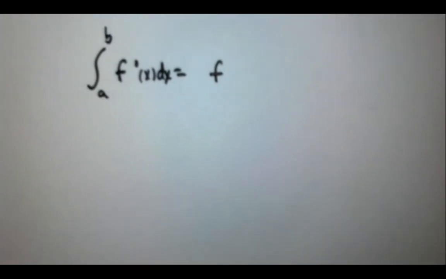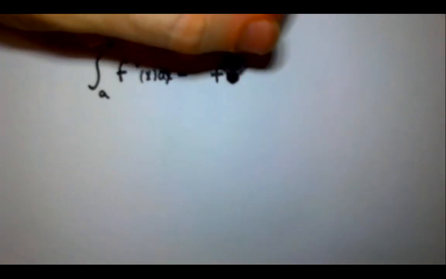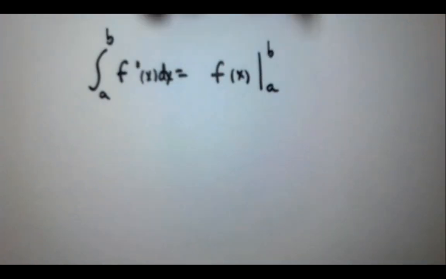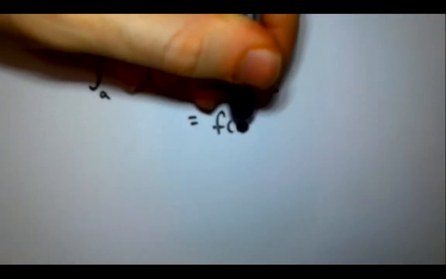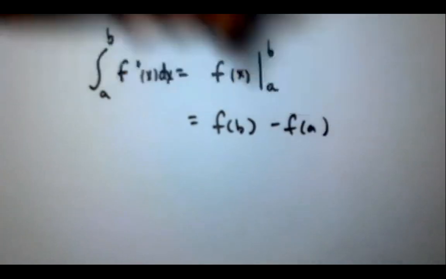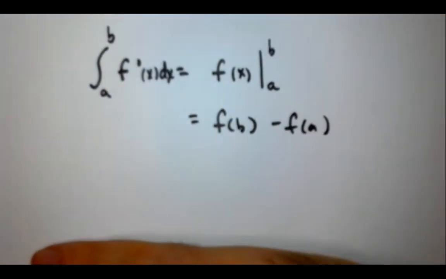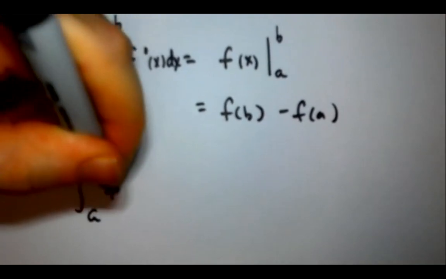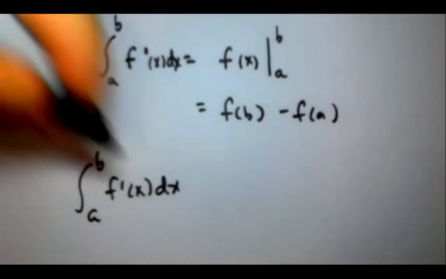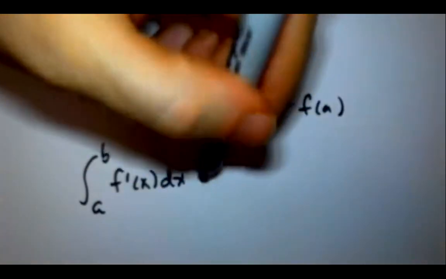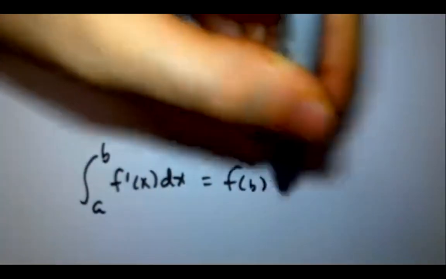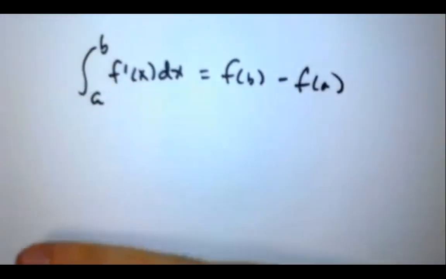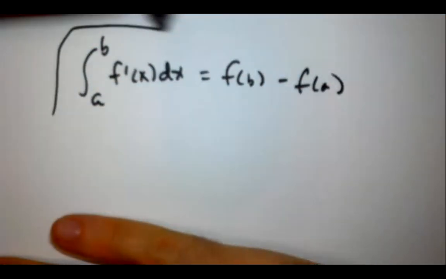If you were to integrate this, hopefully it makes sense to say that you're going to get f of x, and there's your bounds. And then if we plug them in, it's going to be f of b minus f of a. Okay, so translation, the integral from a to b of f prime of x dx is equal to f of b minus f of a. That right there is the big formula.